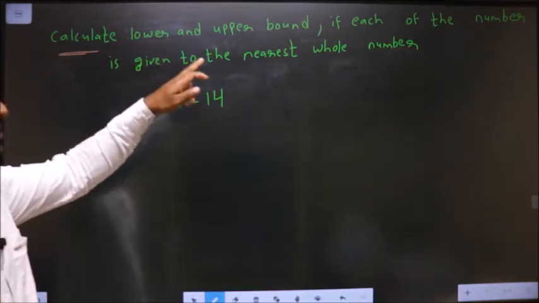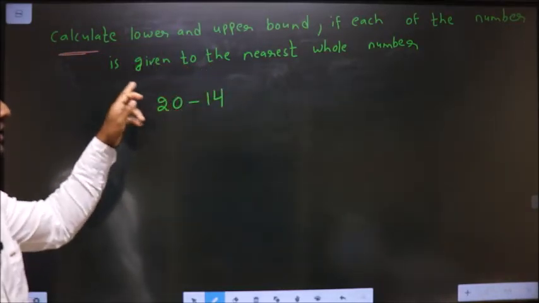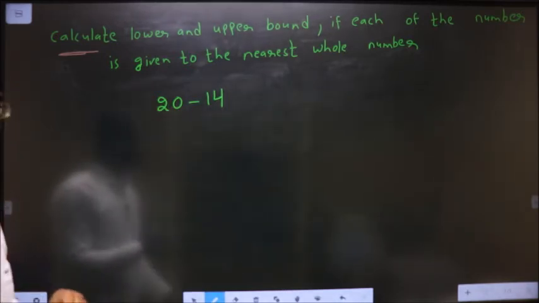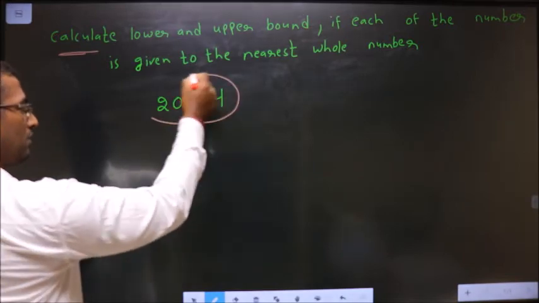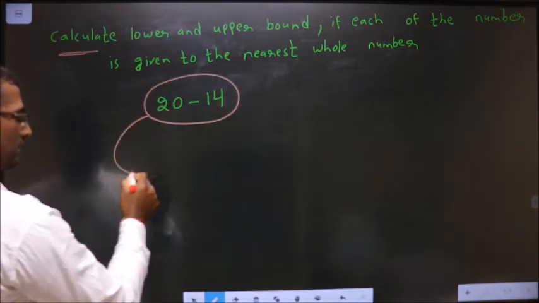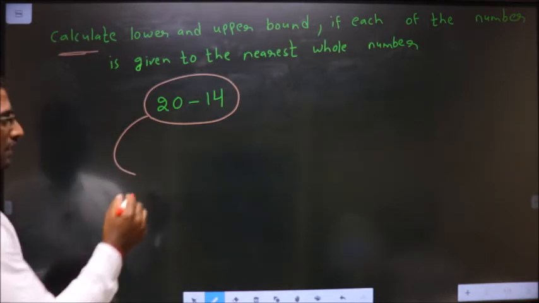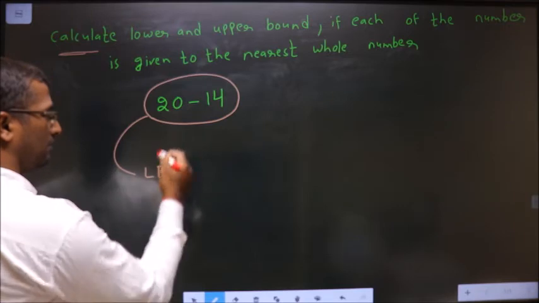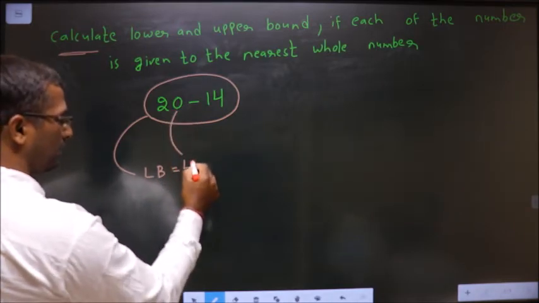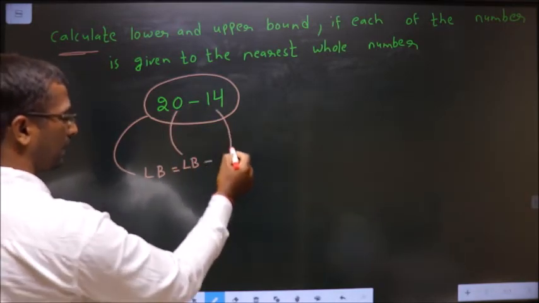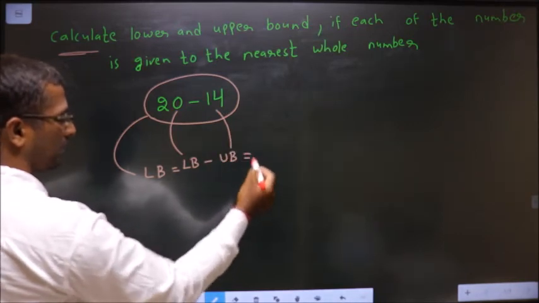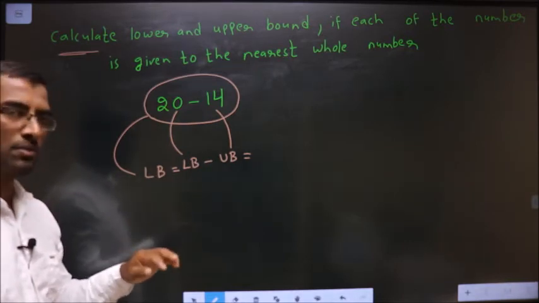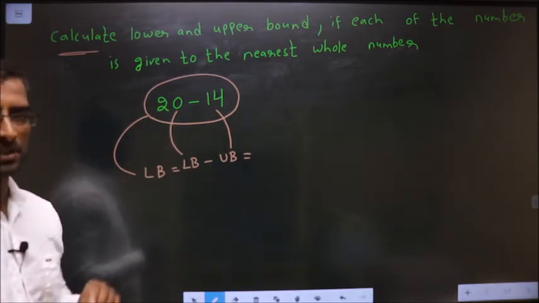Calculate lower and upper bound if each of the number is given to the nearest whole number. See man, you need to find lower and upper bound for 20 minus 14. Clear? Now how do we get lower bound? I could get lower bound only if for 20 I should take lower bound, for 14 I should take upper bound. It is a rule man. In subtraction, to get the lower bound you should do lower bound minus upper bound.